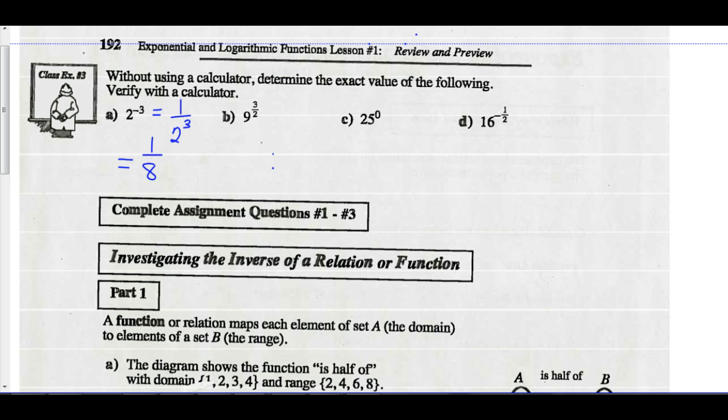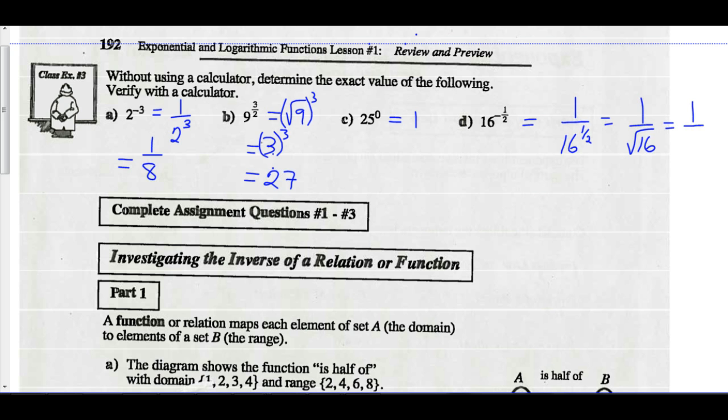9 to the 3/2 means the square root of 9 all cubed. Square root of 9 is 3. And that's still going to be cubed. 3 cubed is 27. 25 to the exponent 0 is 1. 16 to the -1/2. Step 1, make our negative exponent positive. So that becomes 16 to the +1/2. And then exponent 1/2 means square root. So square root of 16. So 1 over 4.